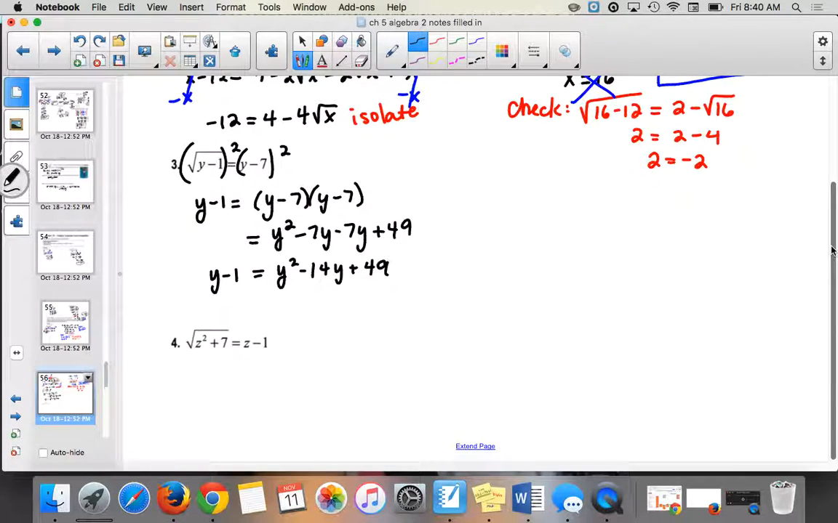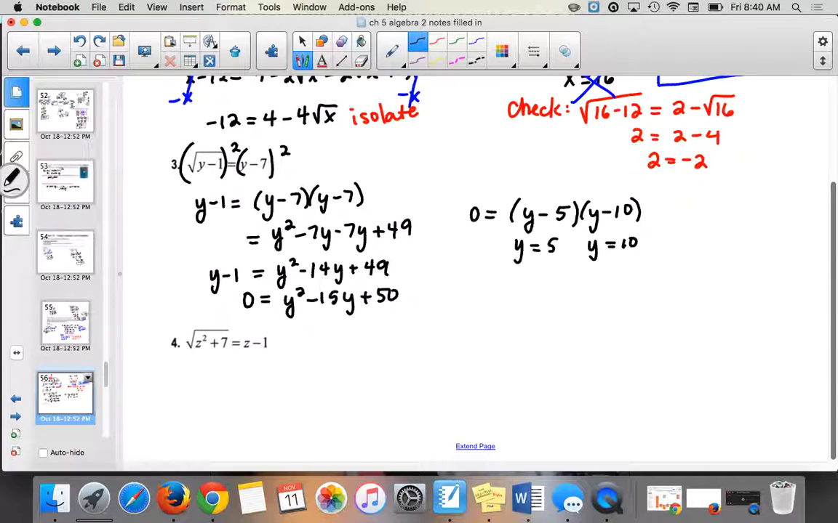All right, so we recognize that we have both y squared and y terms. So whenever you have y squared and y, you're going to get everything on one side. So we're going to have 0 is equal to y squared minus 15y, right? Subtract 1y. And then add the 1, so plus 50. Which factors into y minus 5 times y minus 10. So we get y equals 5 and y equals 10.